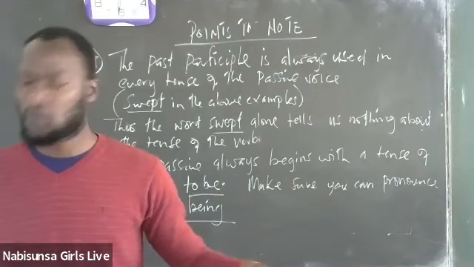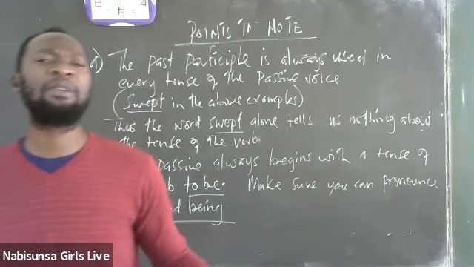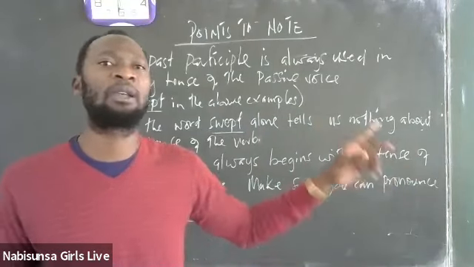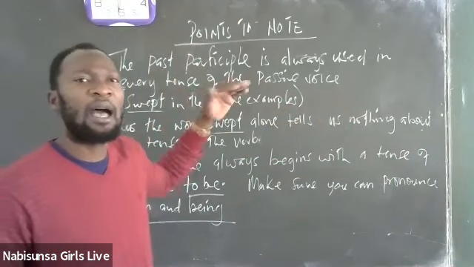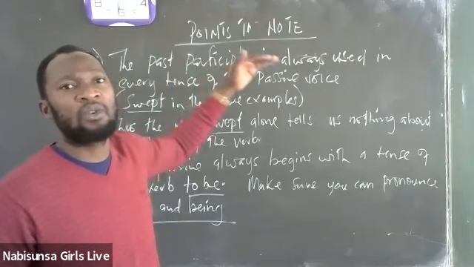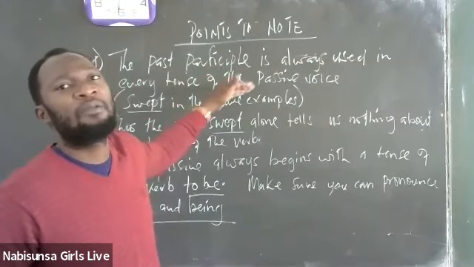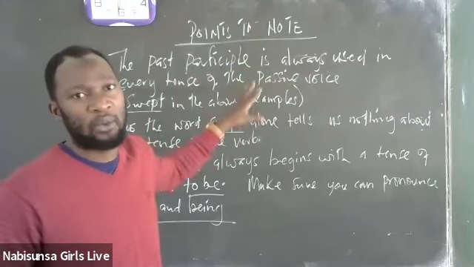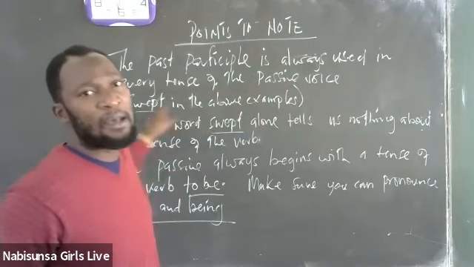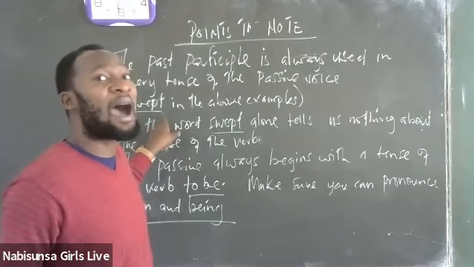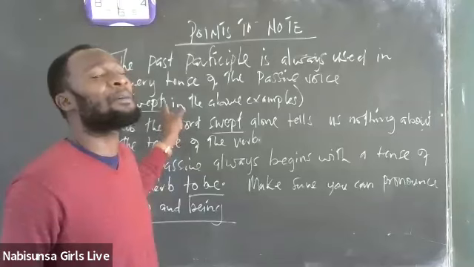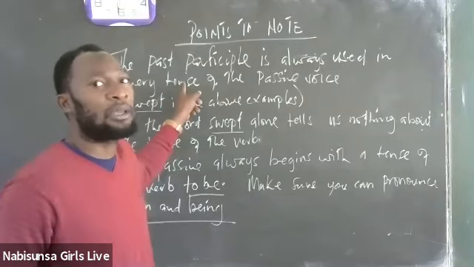See that one? So when we have chosen there, that means it is a participle. It is a past participle. That's what I'm talking about. The points to note are that the past participle is always used in every tense of the passive voice. That's what we're dealing with. So swept here in the above example, we are using swept as the past participle. We're not using it as the past tense, but the past participle. This is where the rule is.